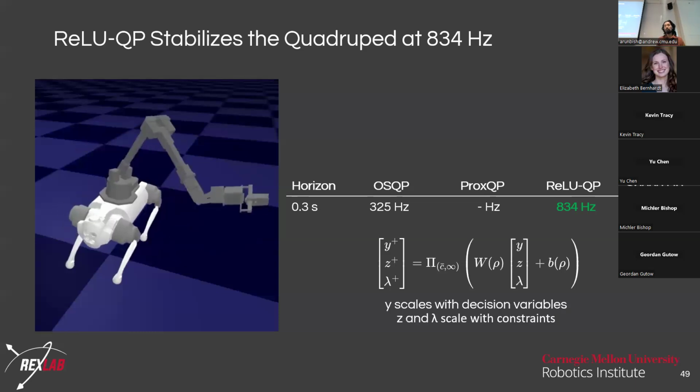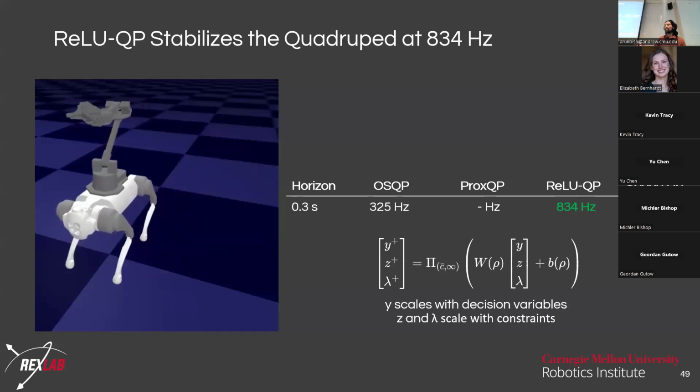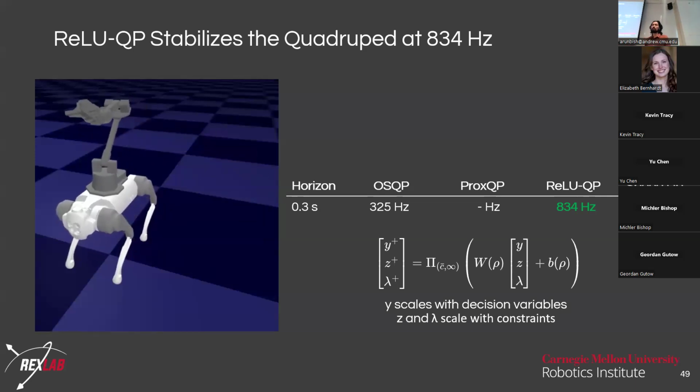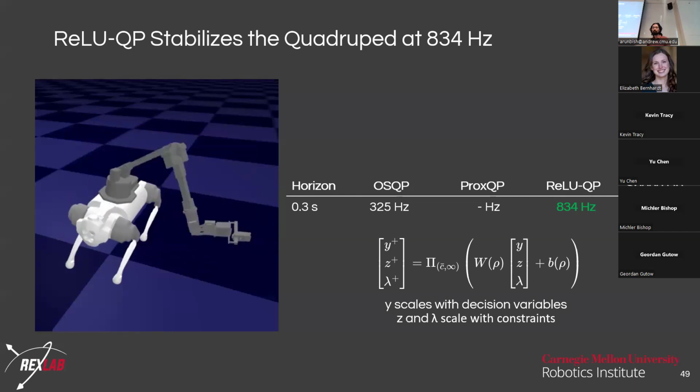And two, if we look back at the weight and bias matrices, Y just scales with the decision variables, but Z and lambda scale with the constraints. So that problem gets much faster with the constraints than with the decision variables. And finally, we did have to use more iterations to make sure that this could actually stabilize the system.